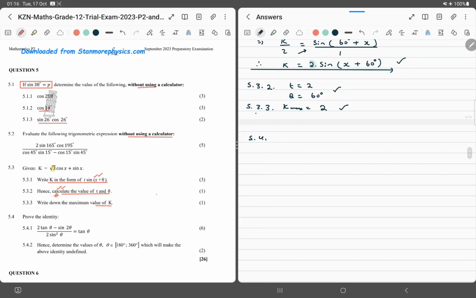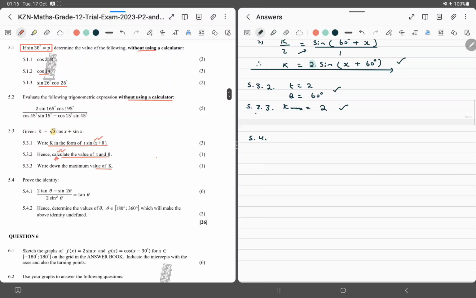So 5.4. Let's move, guys. Time is not on our side. This thing is long. Now we're proving an identity. So we've got 5.4.1. We've got 2 tan theta minus sine 2 theta over 2 sine squared theta. Essentially, let's just jump in before we waste time.